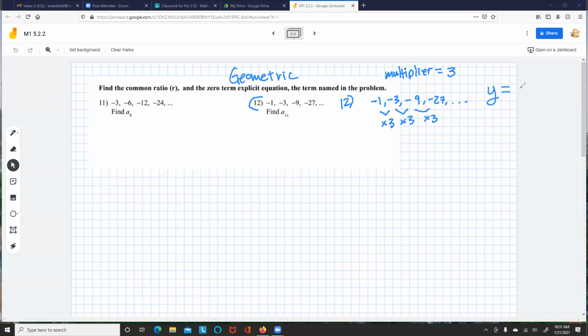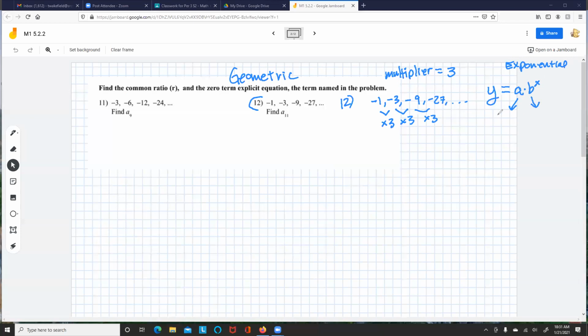A times B to the X power, right? It's exponential. So we have an exponent in it. So the x is an exponent, a times b to the x. Okay, what do a and b stand for, you guys? a is the zero term, b is the multiplier or the ratio.